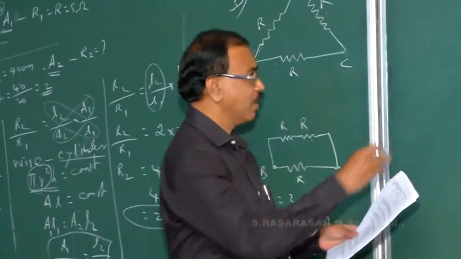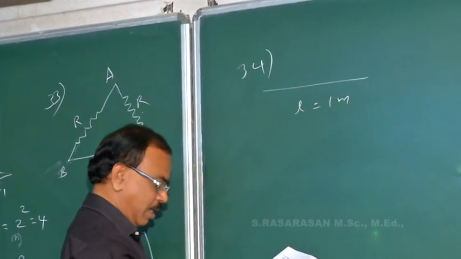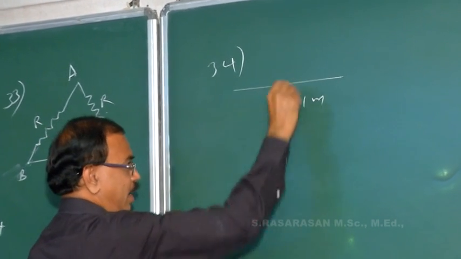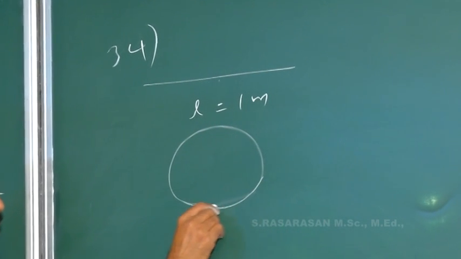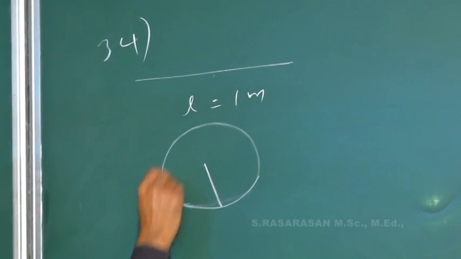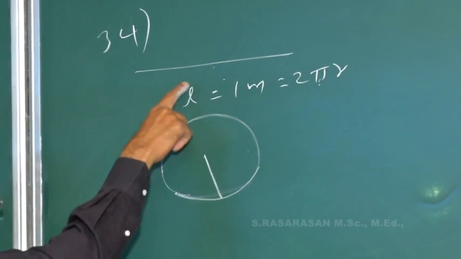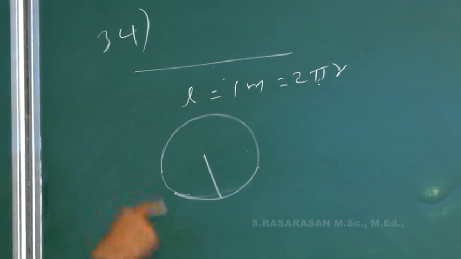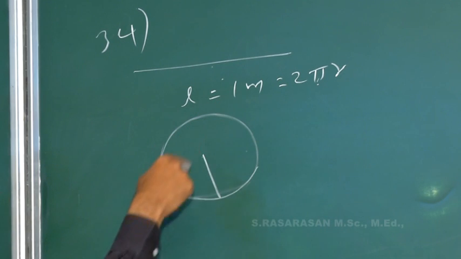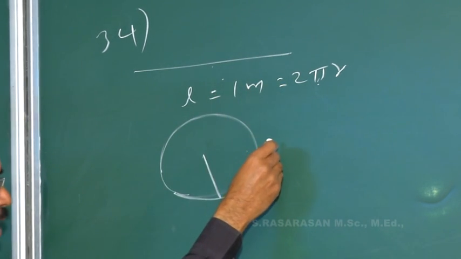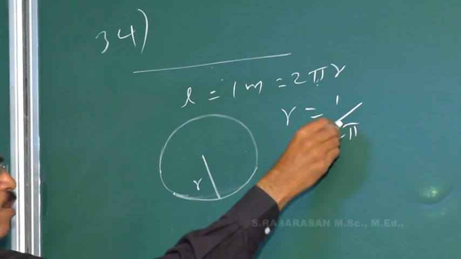Let us calculate. A wire of length 1 meter is made into a circular loop. So the circumference of the loop is equal to 1 meter. Am I right? The length of that wire is 1 meter, so the circumference of the wire must be 1 meter. So 2 pi R is equal to 1 meter. So R is equal to 1 by 2 pi. What is the radius of the circular loop? It is 1 by 2 pi.